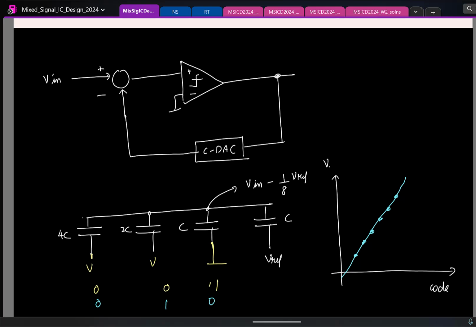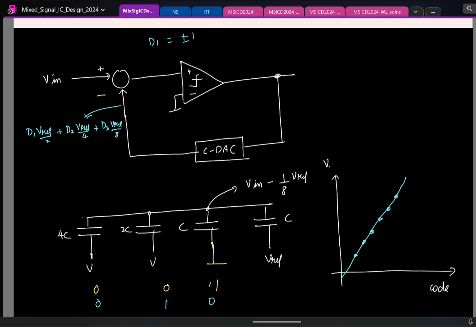And remember, in a SAR also, at the end of the conversion phase, let us say it's a 3-bit case. The voltage I get will be some D1 times Vref by 2, D2 times Vref by 4, and so on. This is what will happen, right? Where D1 can be thought of as plus or minus 1.